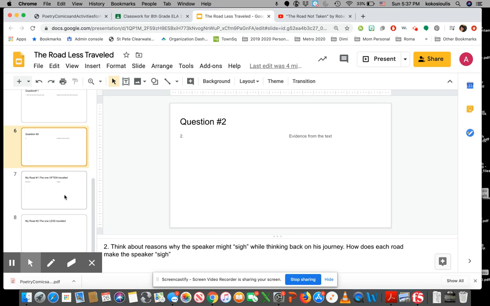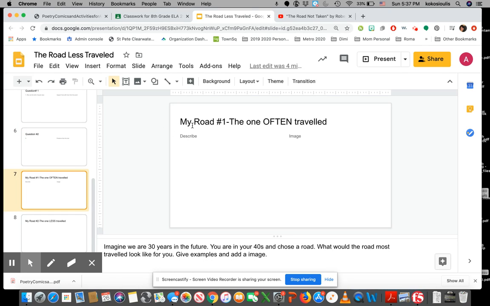Oh, this is the fun part. I love this part. So now you're going to be taking this poem and applying it to your life, right? So road number 1 in Frost's poem is about the road that most people take in life. You could think of road number 1 by giving an example. Let's say road number 1 is you marry, you have kids, and you grow old with that family. That's a road that most people often take. The one less traveled is road number 2.